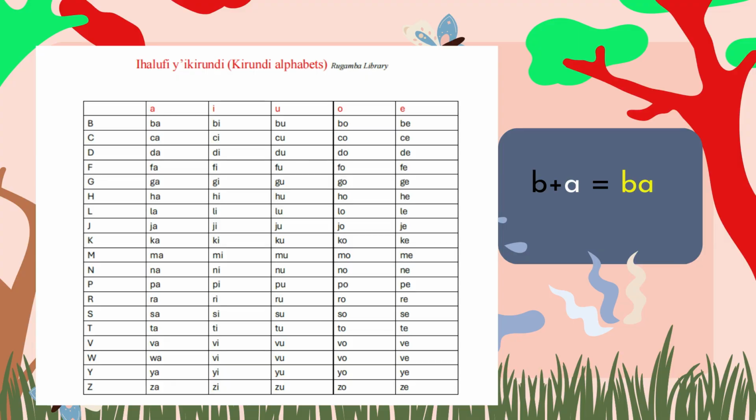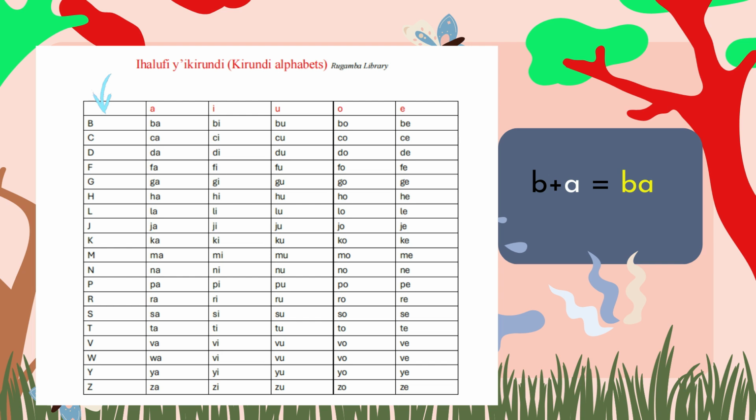In Kirundi, we have the same vowels. As we recently saw how we pronounce vowels, we have A, I, U, O, A. Let's repeat one more time: A, I, U, O, A. Very nice. So how do we say the consonants?